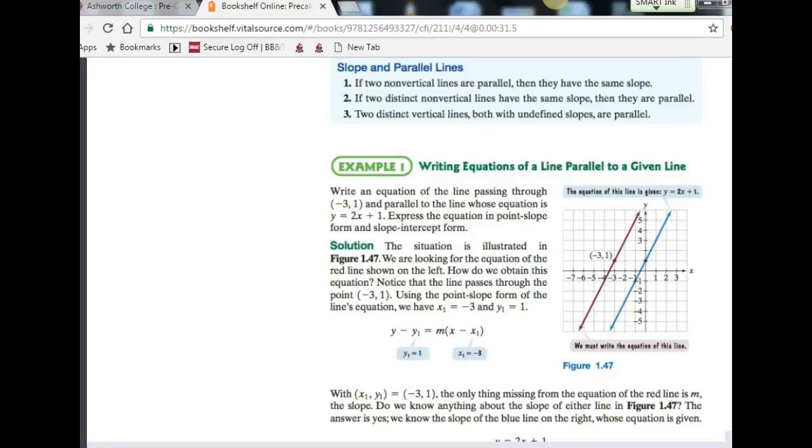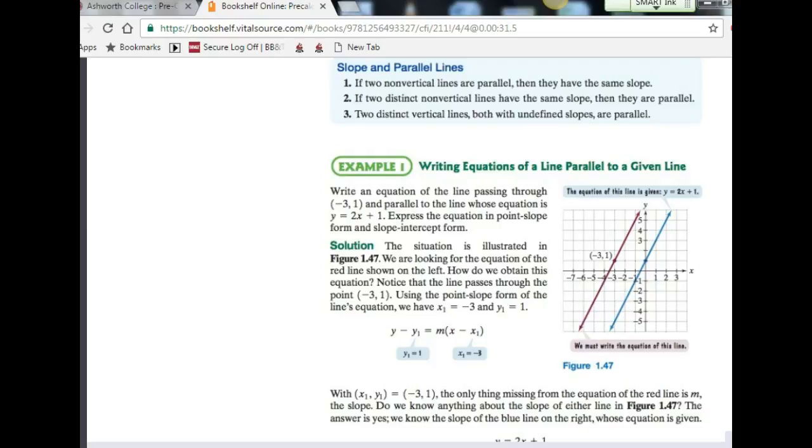Hello, we're looking at example 1 in your pre-calculus part 1 textbook. This is under lesson 1-5, found on page 193. Example number 1 is about how to write the equation of a line that's parallel to an already given line.